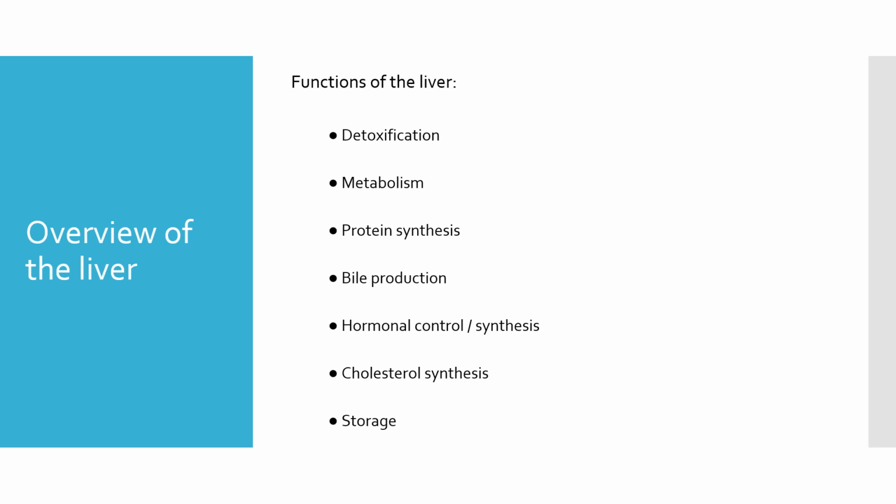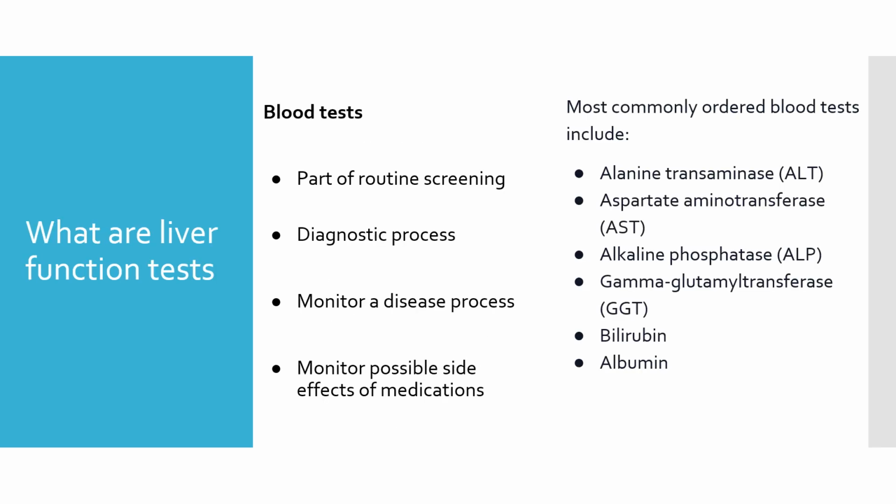It also makes clotting factors like prothrombin. It makes bile, so that's made by the liver and stored in the gallbladder to help digest fat. It helps with hormone regulation, sex hormones, thyroid hormones, cortisol and growth factors, and it also makes cholesterol, and it converts that into essential substances for absorption, and it stores vitamins such as A, D, K and B12 and other minerals such as copper and iron. So it's got a really important job.